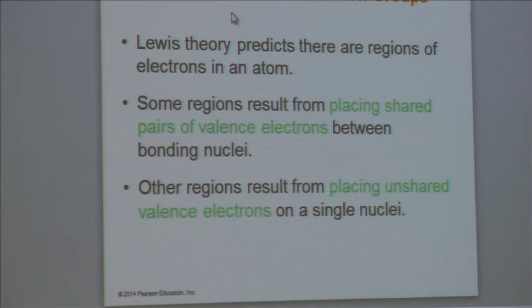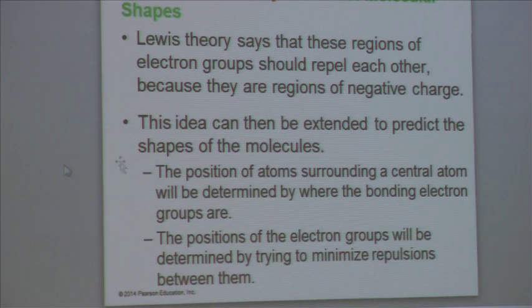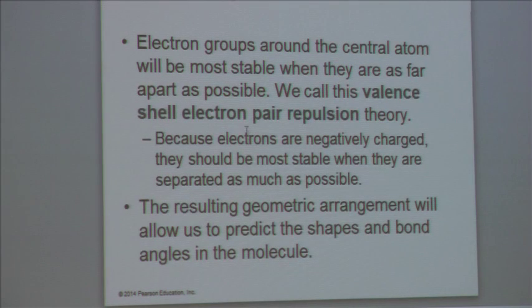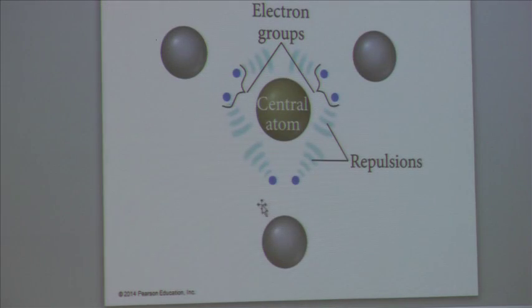We learned that Lewis theory predicts electron groups by placing shared pairs of valence electrons and unshared valence electrons on a single nuclei. We use Lewis theory to predict molecular shapes. And now we want to introduce you to the valence shell electron pair repulsion theory, or VSEPR, V-S-E-P-R, resulting in a geometric arrangement where we can predict the shapes and the bond angles.